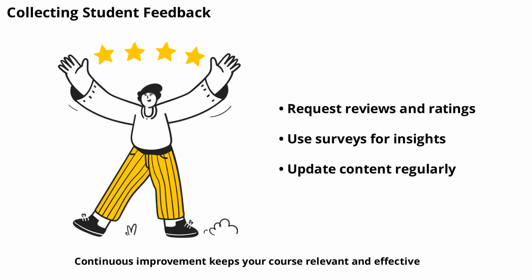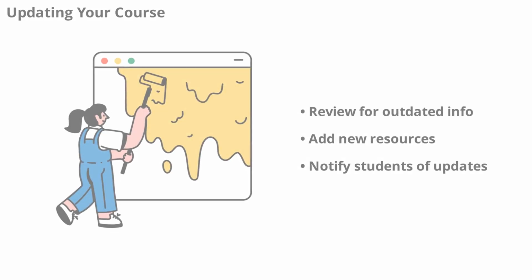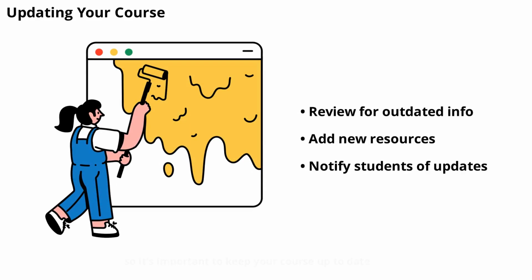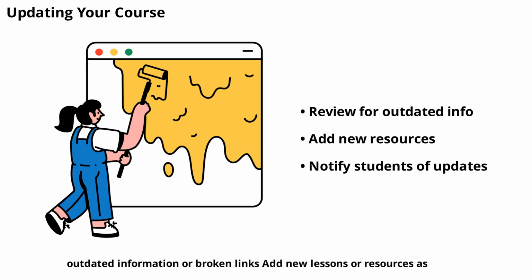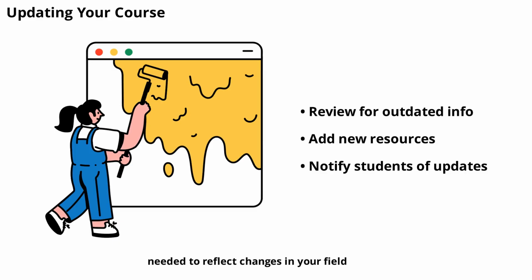Continuous improvement keeps your course relevant and effective. Online learning is always evolving, so it's important to keep your course up to date. Regularly review your materials for outdated information or broken links. Add new lessons or resources as needed to reflect changes in your field.